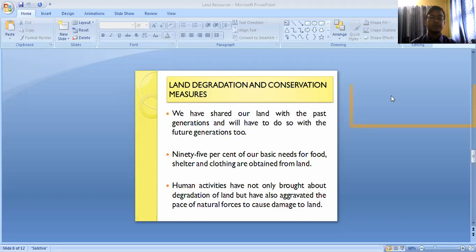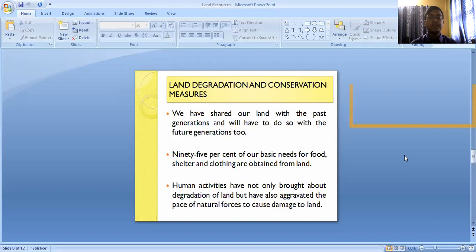Okay, so we have shared our land with the past generation and we will have to do so with the future generation too. Basically, the land resources which we are utilizing at present have been used by our past generation. That means our forefathers utilized these land resources to meet their demands, as we are utilizing them at present to meet our demands, and our future generation will also utilize these land resources to meet their demands.